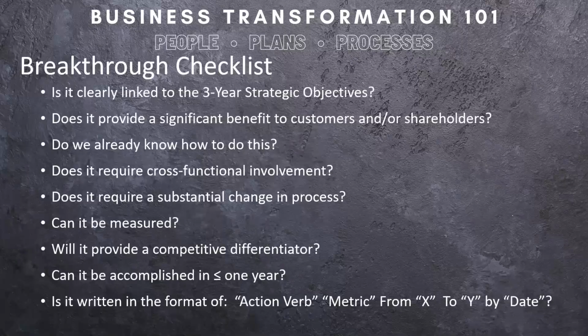As the team develops the 3-year breakthrough objectives, they should test them against this checklist to determine if they are really breakthrough. Also, the objectives should be written starting with an action verb such as improve, create, reduce, increase, followed by the metric, and then from, which is the current state for the metric, and to, which is the future state, and then by, which provides a date for achieving the future state.